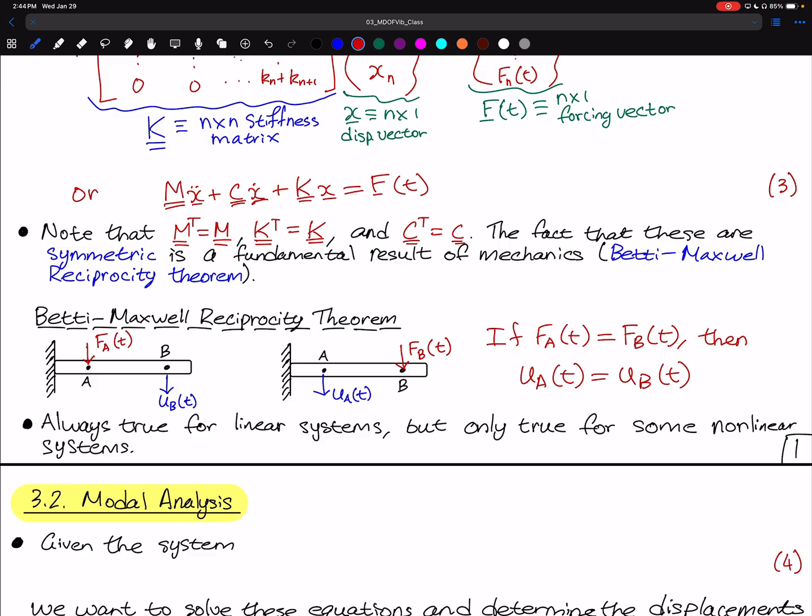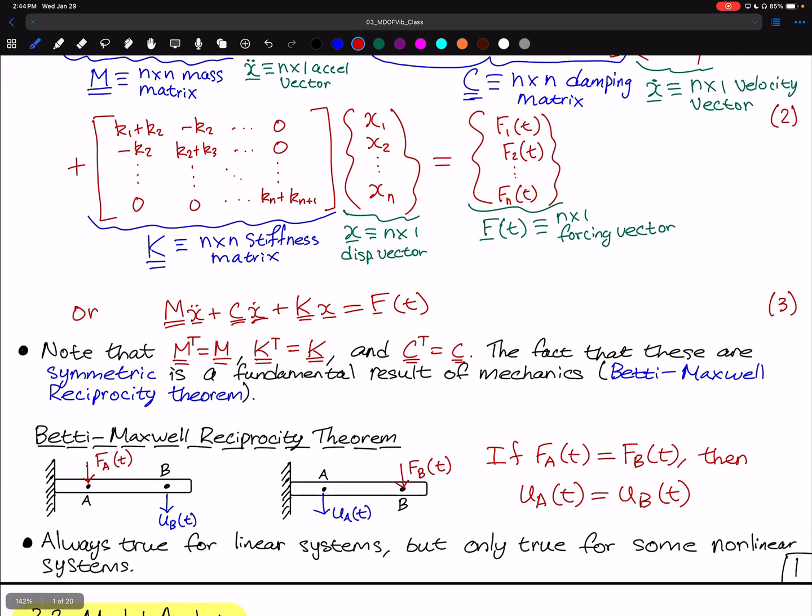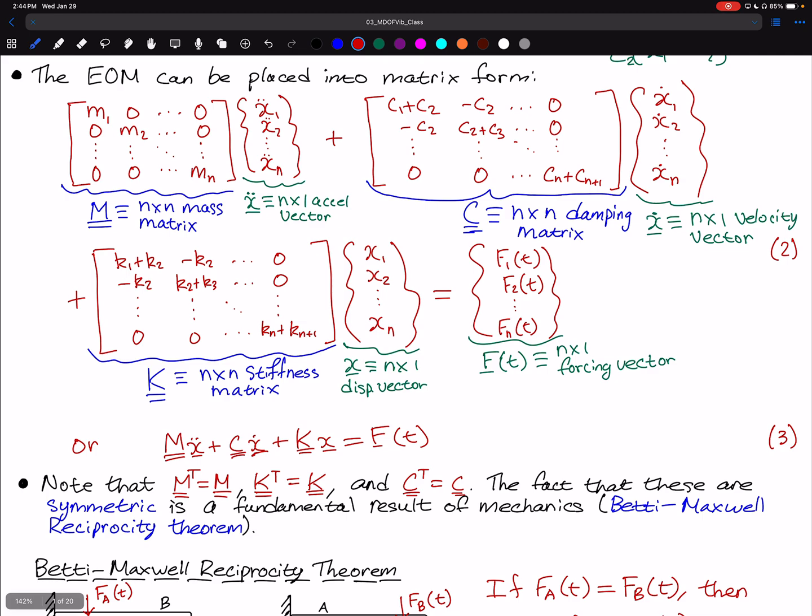We'll pretend it's a force typically. So this reciprocity theorem is always true for linear systems, period, end of sentence. It's only true for some nonlinear systems. For nonlinear systems, you've got to have both nonlinearity and some type of asymmetry in the geometry of the system. Non-reciprocity is where you break this theorem, and that's an active area of research, so not a topic for this class. Okay, the real focus is on this. The key to this entire chapter is this matrix equation, and everything we're going to do is based on it, primarily solving it in general.